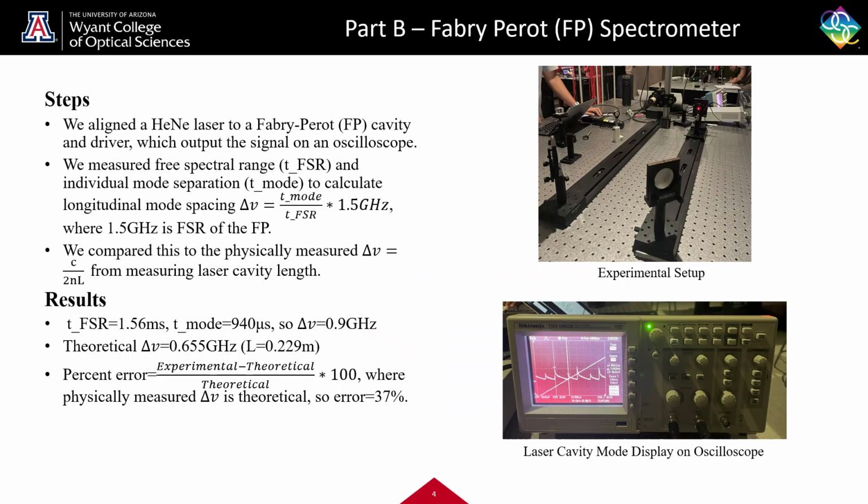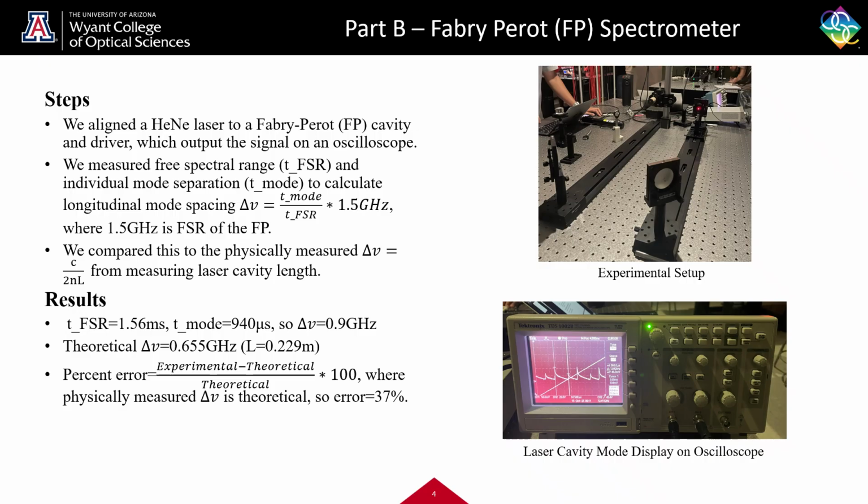Going into part B was the Fabry-Perot spectrometer, where we aligned a laser into a Fabry-Perot cavity, measuring the output on an oscilloscope. With that output, we found the free spectral range, the individual mode separation, and the longitudinal mode spacing. We found a FSR of 1.56 milliseconds, individual mode separation of 940 microseconds, and a longitudinal mode spacing of 0.9 gigahertz, which is a little different than theoretical due to our measurement of the laser cavity.